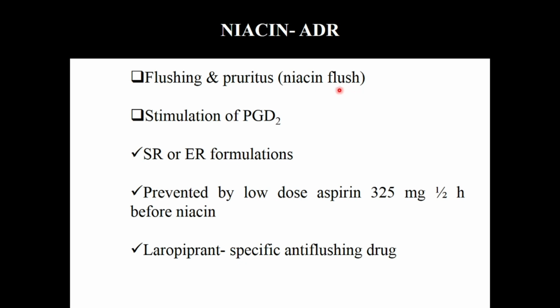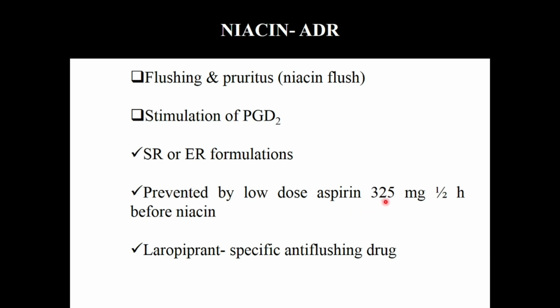Now, why does this occur? From the name, it is very evident that this mainly acts on the nicotinic type of cholinergic receptors. So there is a dilatation of the various peripheral and cutaneous vessels. And also the drug is required in a very high dose, so flushing and pruritus is very common. This also occurs due to stimulation of prostaglandin D2. It commonly occurs with either sustained release or extended release formulation.